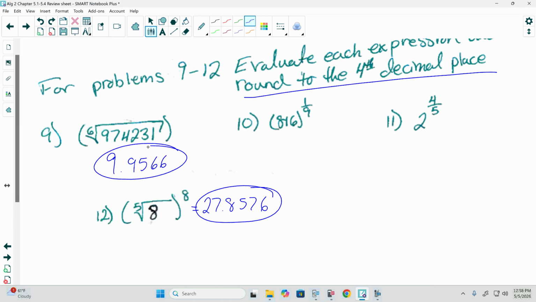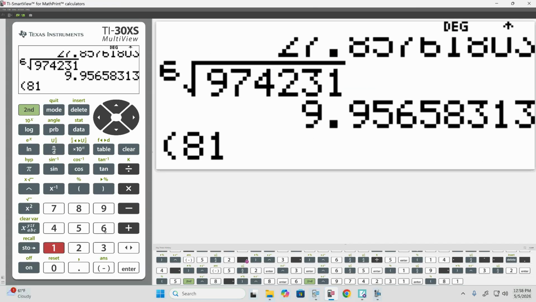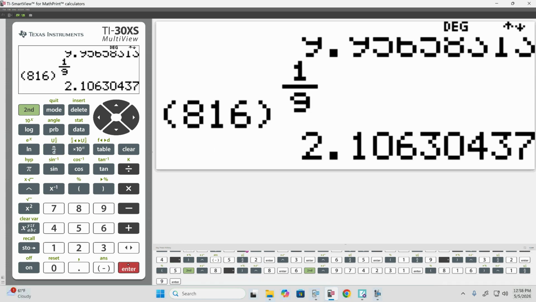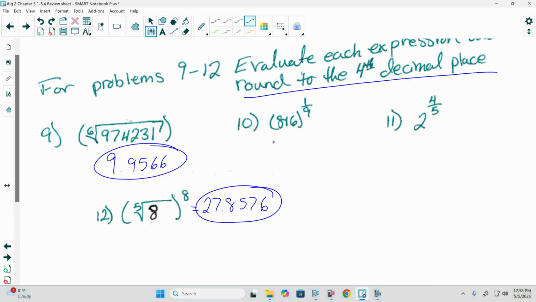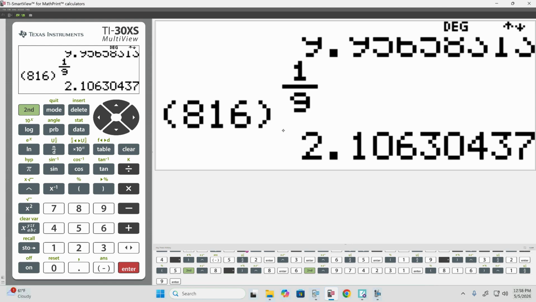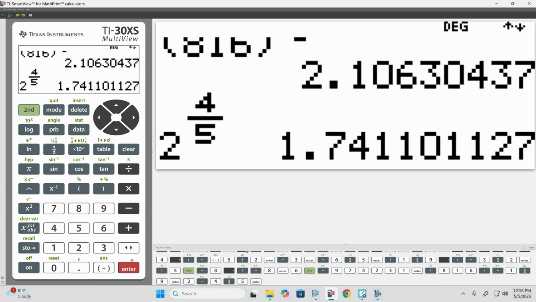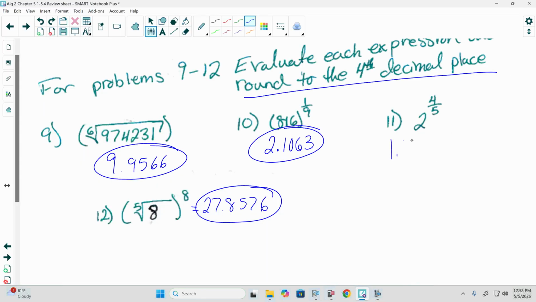816 to the 1/9. No different. 816 to the 1/9 is 2.1063. And lastly, 2 to the 4/5 is 1.7411. Plug it in, round to our appropriate decimal place.